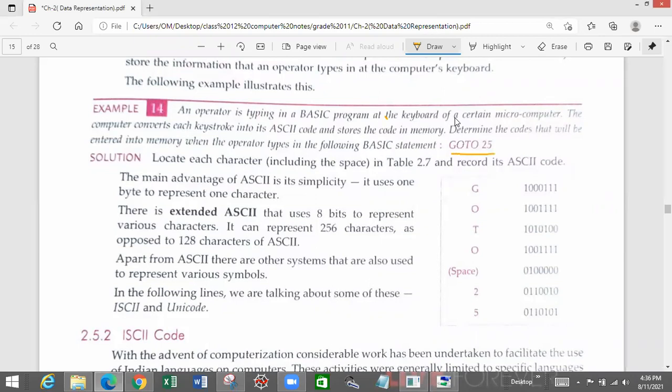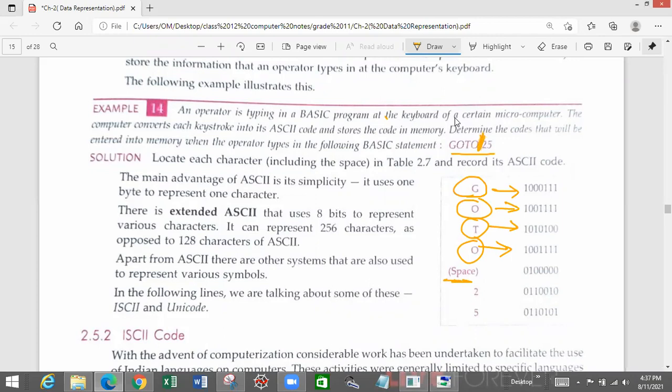Go to 25. So we have to check the ASCII code for G, O, T, and O. Go to: for G, for O, for T, and for O, this is given in the table. Very simple. For the space, because there is a space after go to.